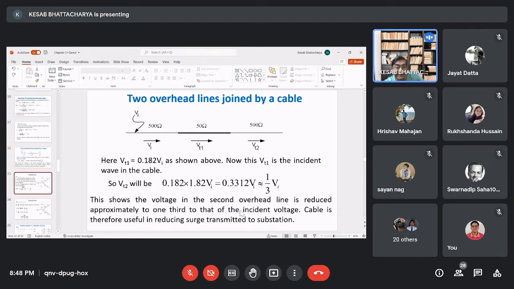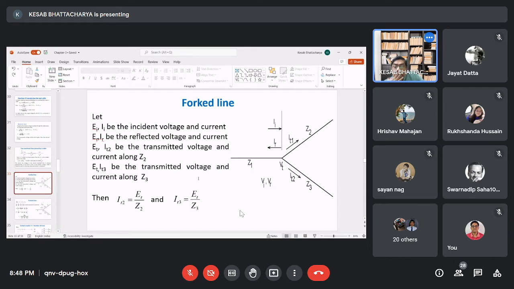Okay. Next, let us consider fork lines. Now here we consider there is an incident line to which two outgoing lines are connected. These two lines are in parallel. And we assume that incident voltages are VI and VR. Here it has been written as EI. Though in the diagram it has been shown as VI, here it has been written as EI, ER, ET, etc. So just please accommodate.